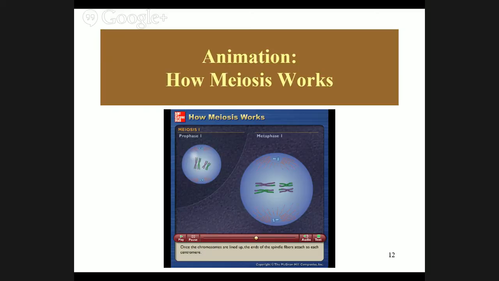Once the chromosomes are lined up, the ends of the spindle fibers attach to each centromere. In anaphase 1, the chromosomes move apart from one another along the spindle fiber to the opposite ends of the cell.